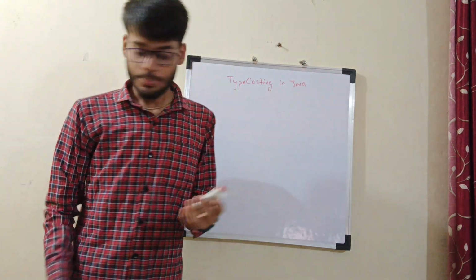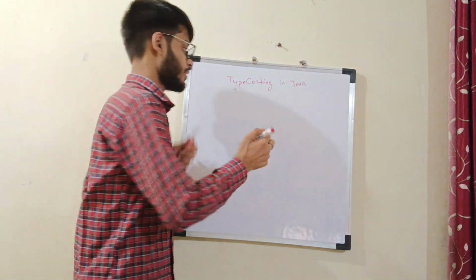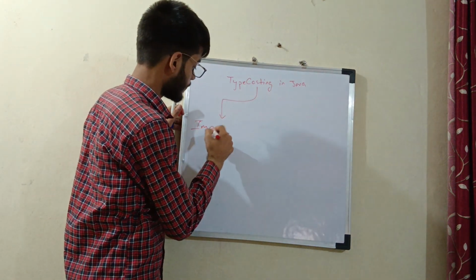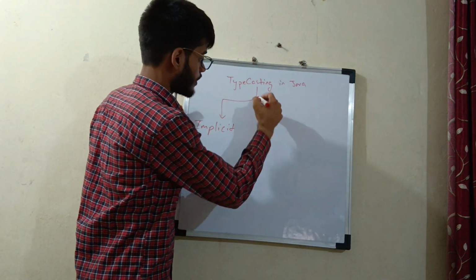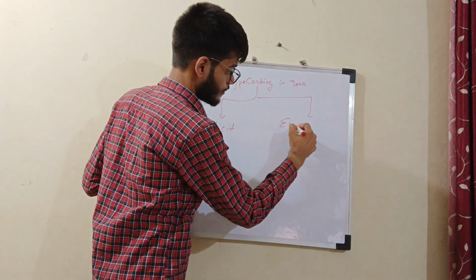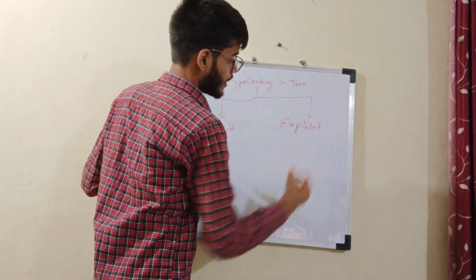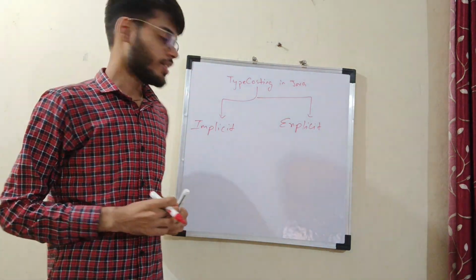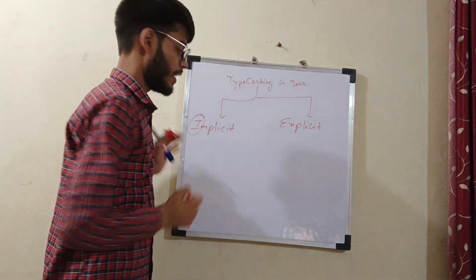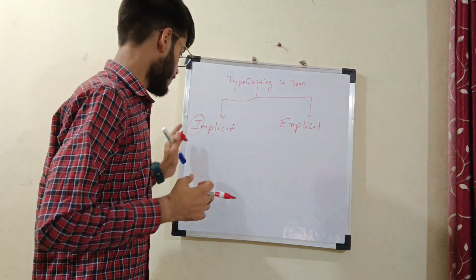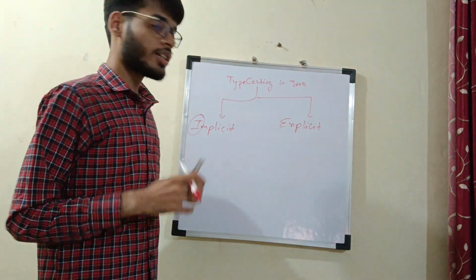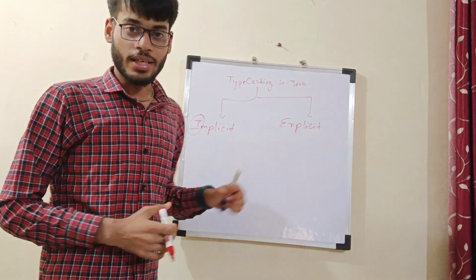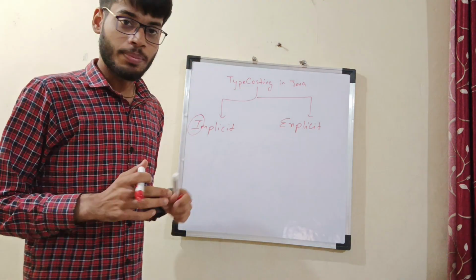So you can classify typecasting as implicit typecasting and explicit typecasting. What I mean by implicit typecasting is, as you can see, the word I means inside. In implicit typecasting, the conversion of one data type to another is done by the compiler.